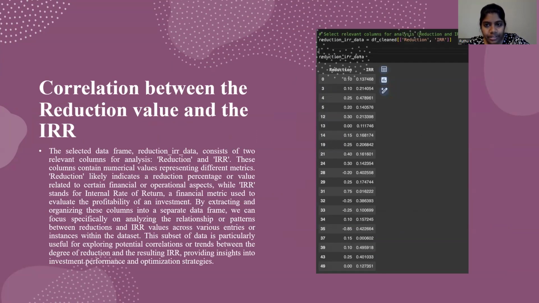This slide examines the correlation between reduction values and IRR, internal rate of return, aiming to identify patterns or trends in investment performance based on the degree of reduction. Next slide, please.